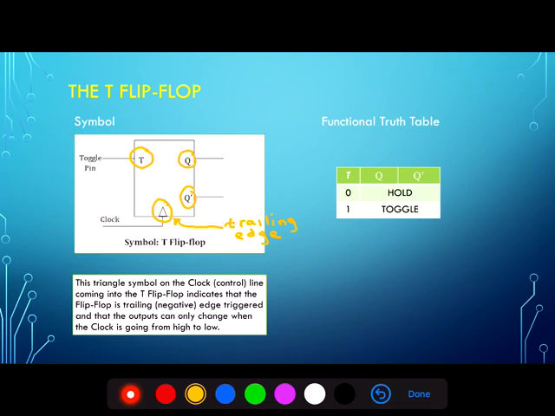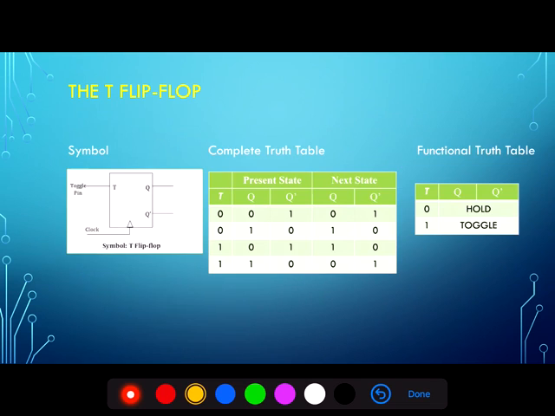And we've already discussed there are two functions of the T flip-flop, hold and toggle. And we can expand that functionality into the complete truth table, reflecting all possible input combinations of T and present states Q. When the input T is 0, the output Q holds its present value, as does Q naught. And when the input T is 1, the output toggles, either from 0 to 1 or from 1 to 0.